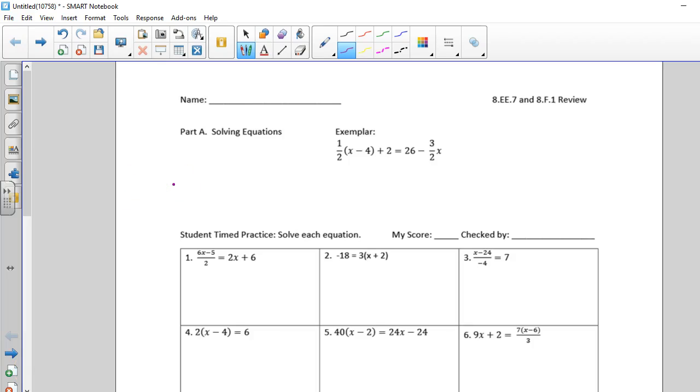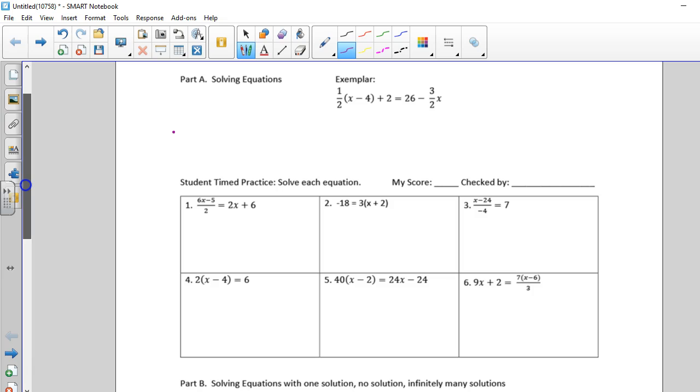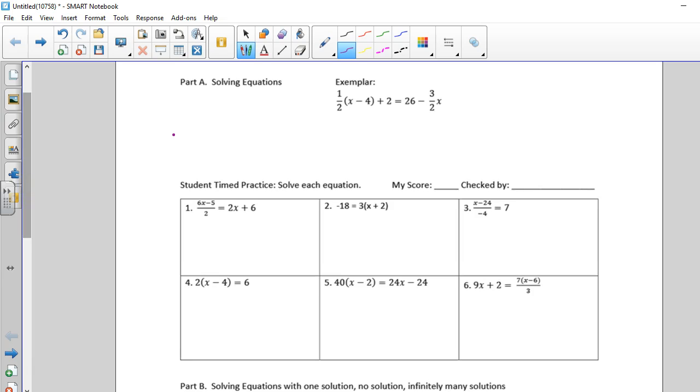Alright guys, this is our review guide, or our practice problems that we did for review on Thursday, November 8th? I'm bad with dates. November 8th, 2018. In part A, the exemplar that I showed you had two fractions, here and here. We're going to get rid of those.